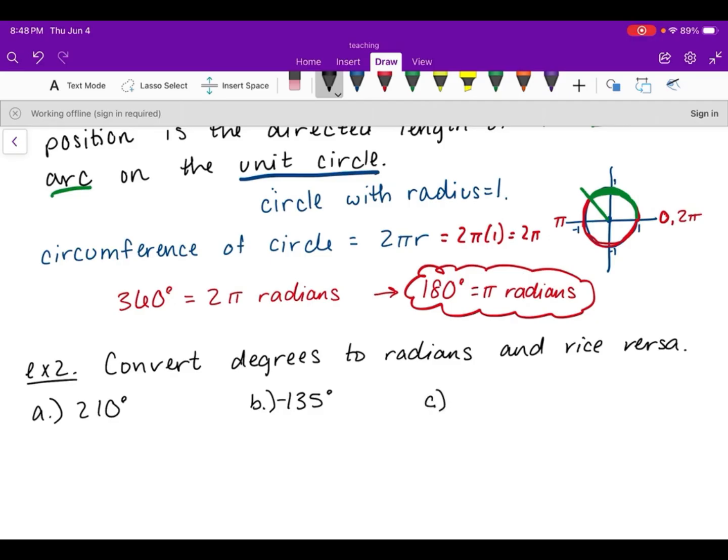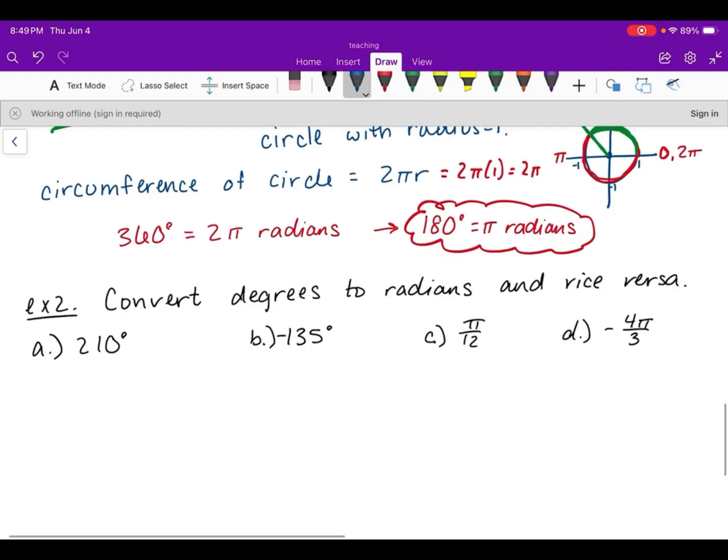Part C, we will do pi over 12. And part D, let's do negative 4 pi over 3. So I've got 2 going from degrees to radians, and then 2 going from radians to degrees. I'm going to start off with my 210 degrees.